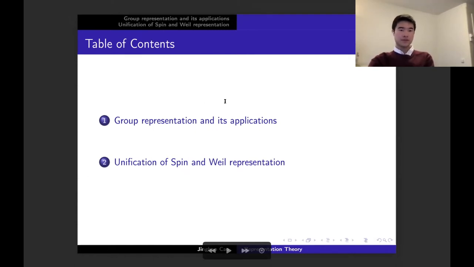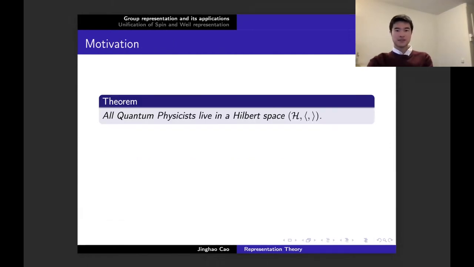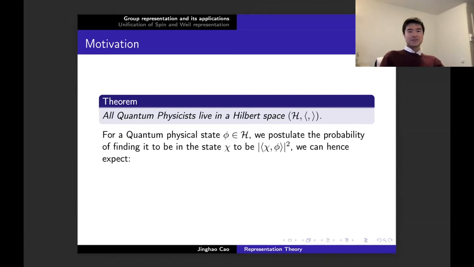Okay, so first of all, why group representation theory? Those of you who know quantum mechanics or study Physics 3, for example, at ETH, know that all quantum physicists live in a Hilbert space. This means that we have a Hilbert space, a vector space equipped with a scalar product. Just imagine quantum particles dancing around in this Hilbert space, and they need transformations to dance. For a quantum physical state phi in the Hilbert space, we postulate that the probability of finding it in another state psi should be the modulus squared of the scalar product, the inner product.